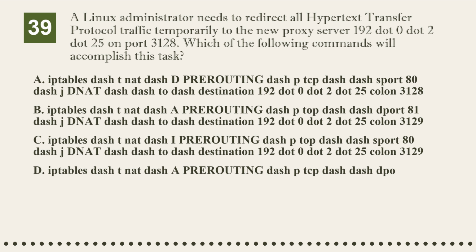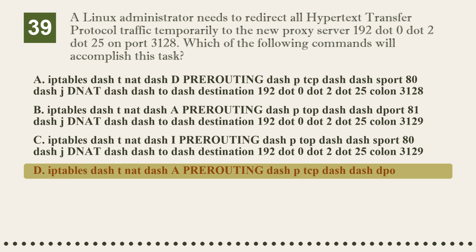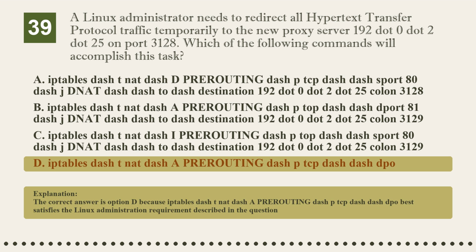Option D, iptables -t nat -A PREROUTING -p tcp. The correct answer is option D, iptables -t nat -A PREROUTING -p tcp. The correct answer is option D because this iptables command best satisfies the Linux administration requirement described in the question.